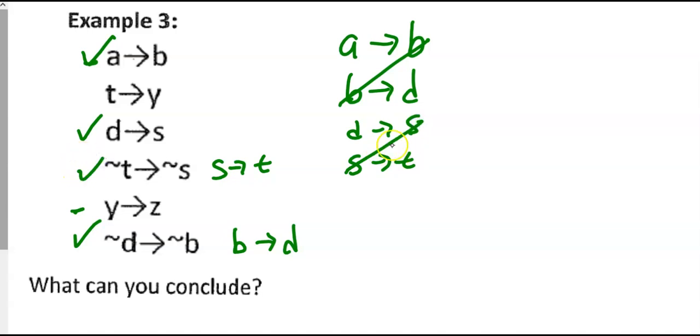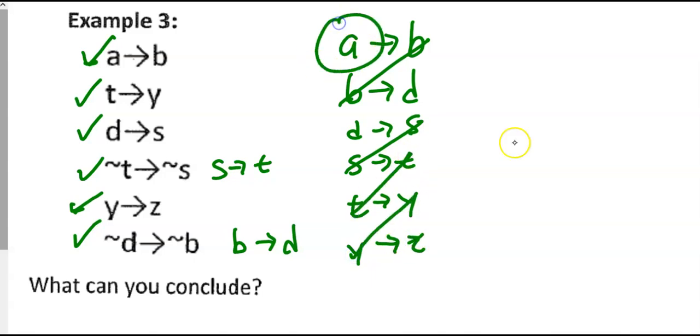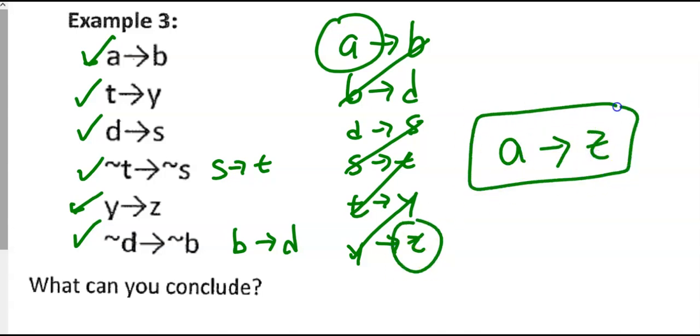Okay. Now I'm looking for T. T implies Y. And then last but not least, Y implies Z. So there's my remaining links. So in the end, A implies Z. This is where you have to think about it a lot more when you have negations in here, and you have to use your contrapositives and conditional statements to switch the order. Okay, so these are examples of the chain rule.